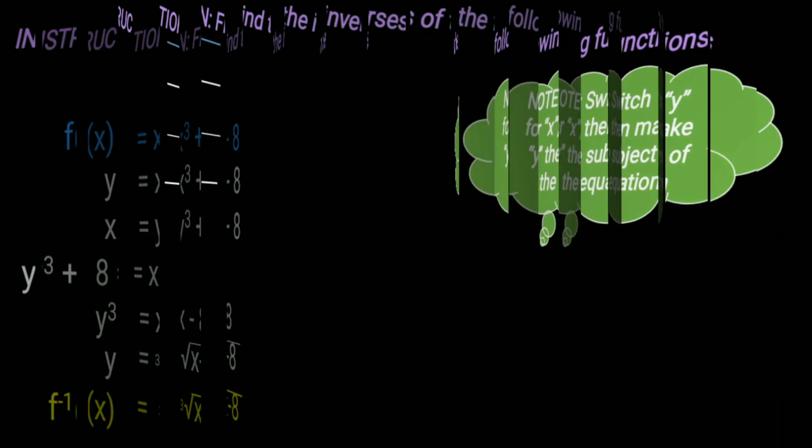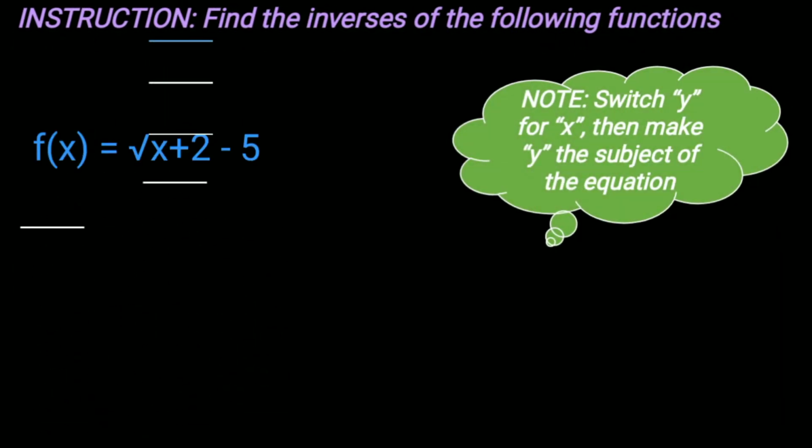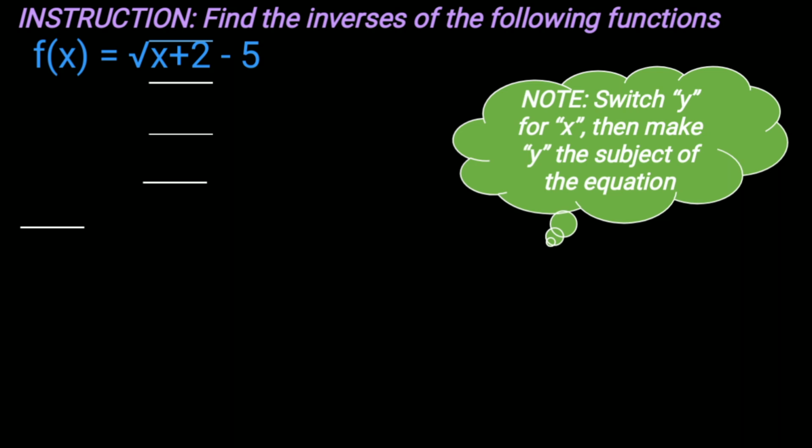Let's take a look at another question. Here we have f of x equal to square root of x plus 2 minus 5. We need to be conscious of the fact that that minus 5 is not under the square root sign. So we need to be conscious of that by the time we take the further steps. So let's first of all write f of x as y. And of course, our y becomes square root of x plus 2 minus 5.